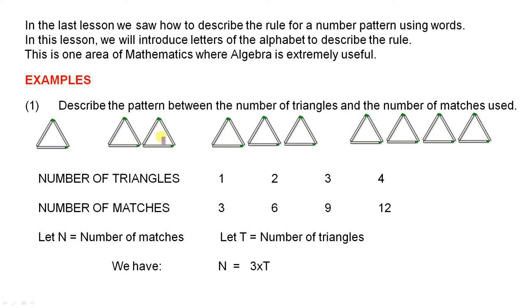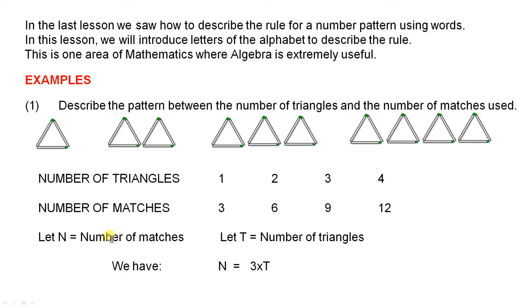3 plus 3 is 6. When we have three triangles, we have 9 matches. And we can see that when we have 4 triangles, we have 12 matches. Now, see if we can actually just observe a pattern. That goes up by 3, that goes up by 3, and that goes up by 3. So there is a pattern.